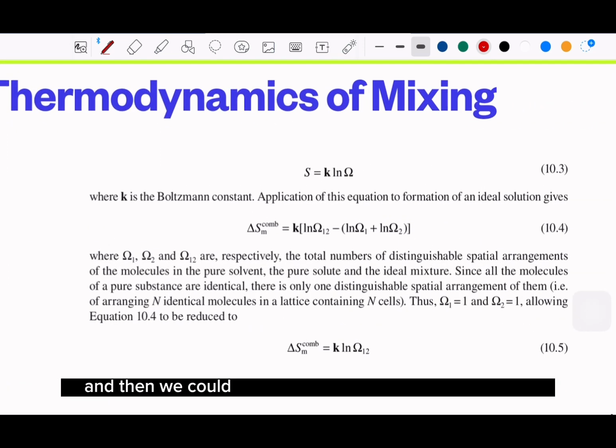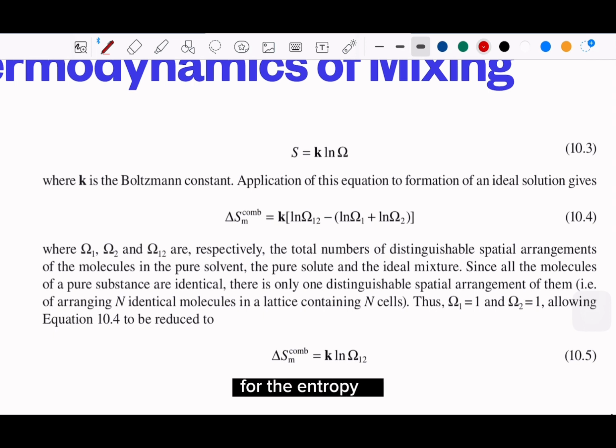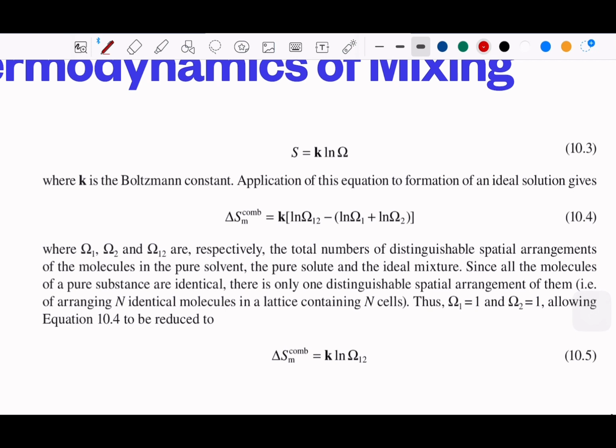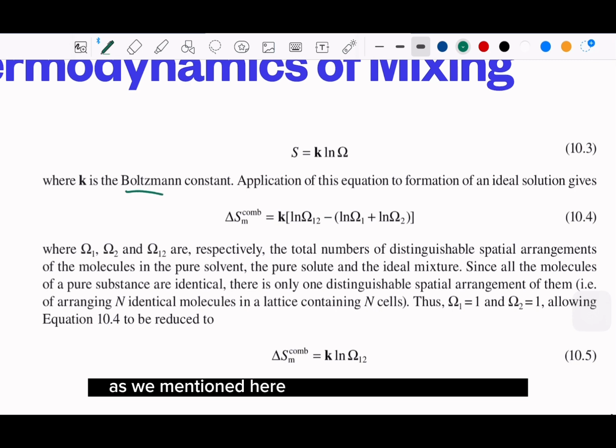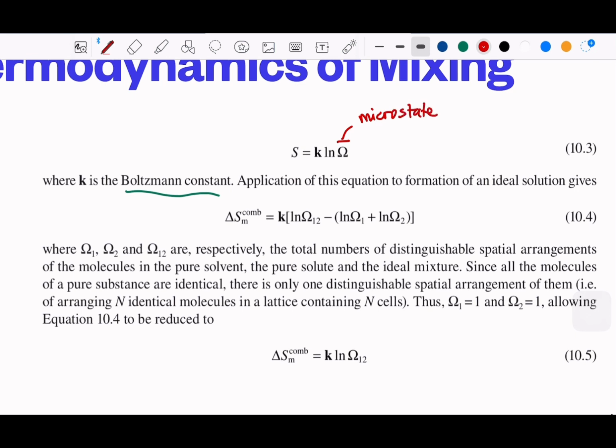And then we could describe entropy in a more convenient way with this formulation. So S equals K, and then we have omega. K is the Boltzmann constant, as we mentioned here. And omega, what is omega? Omega is the microstate that we mentioned.